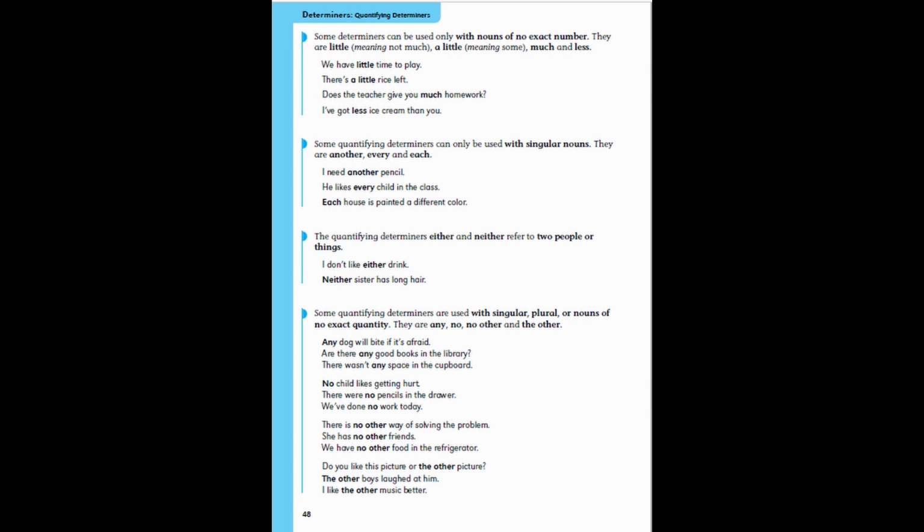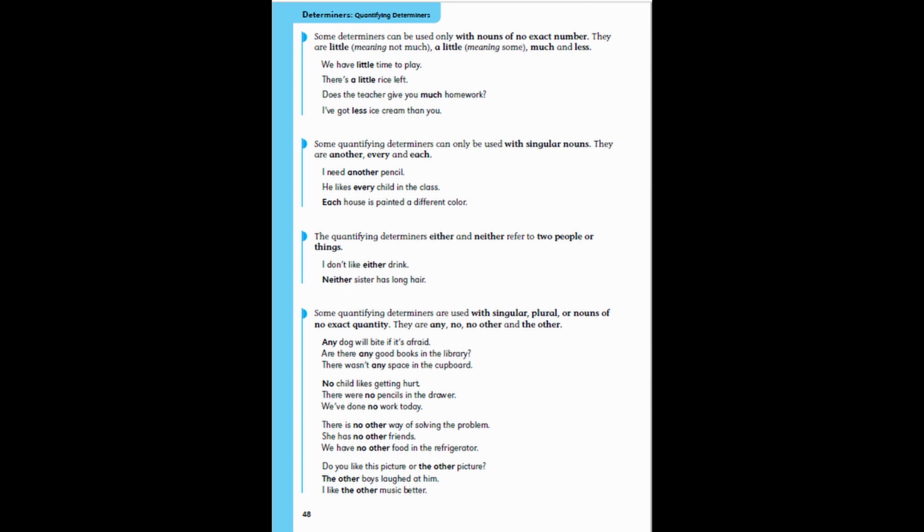So now taking a look at the next slide, some determiners can be used only with nouns of no exact number. They are little, meaning not much, a little, meaning some, much and less. We have little time to play. There's a little rice left. Does the teacher give you much homework? I've got less ice cream than you.